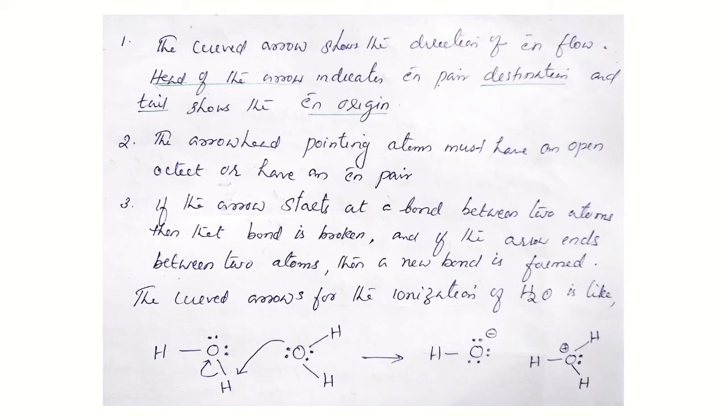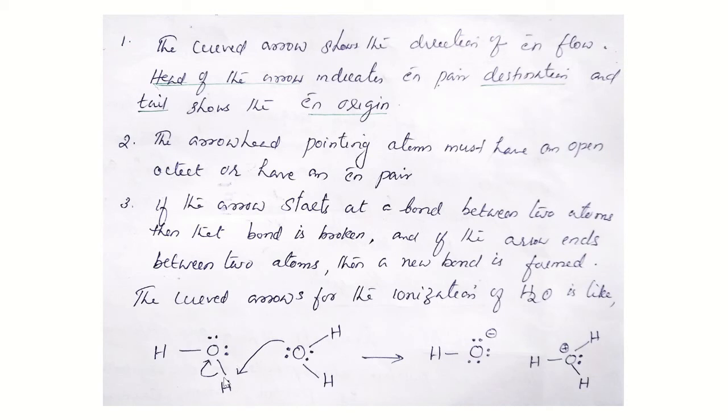Third point is, if the arrow starts at a bond between the two atoms, then that means that bond is broken. And if the arrow ends between two atoms, a new bond is formed. For example, the ionization of water.